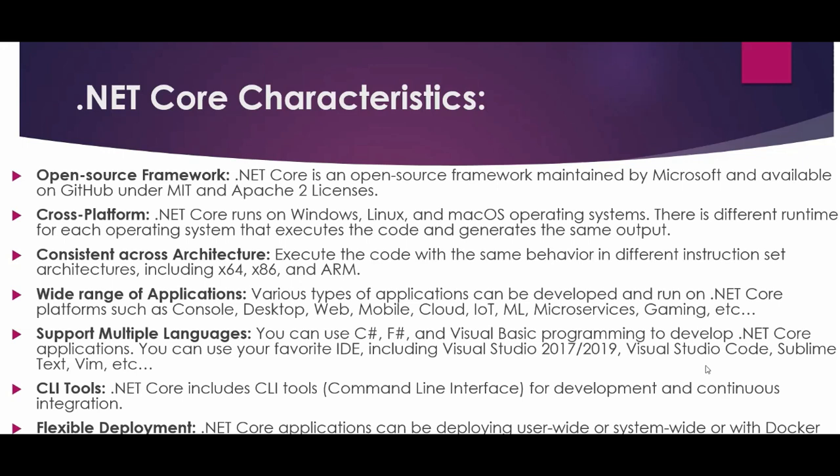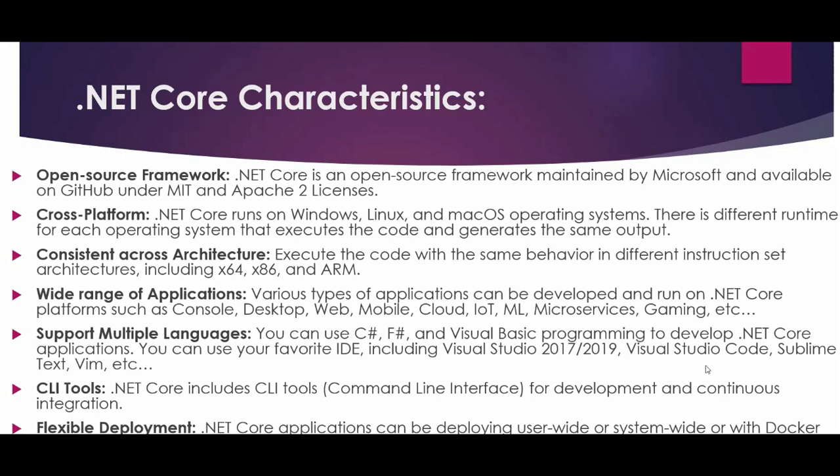Another characteristic is that it is consistent across architectures. It executes the code with the same behavior in different instruction set architectures, including x64, that is 64-bit, x86, that is 32-bit, and even the ARM processors. So it is actually a wide range of applications. You can develop a wide range of applications using .NET Core. There are various types of applications that can be developed and run on the .NET Core platform, such as console apps, desktop apps, mobile apps, cloud, and even microservices.